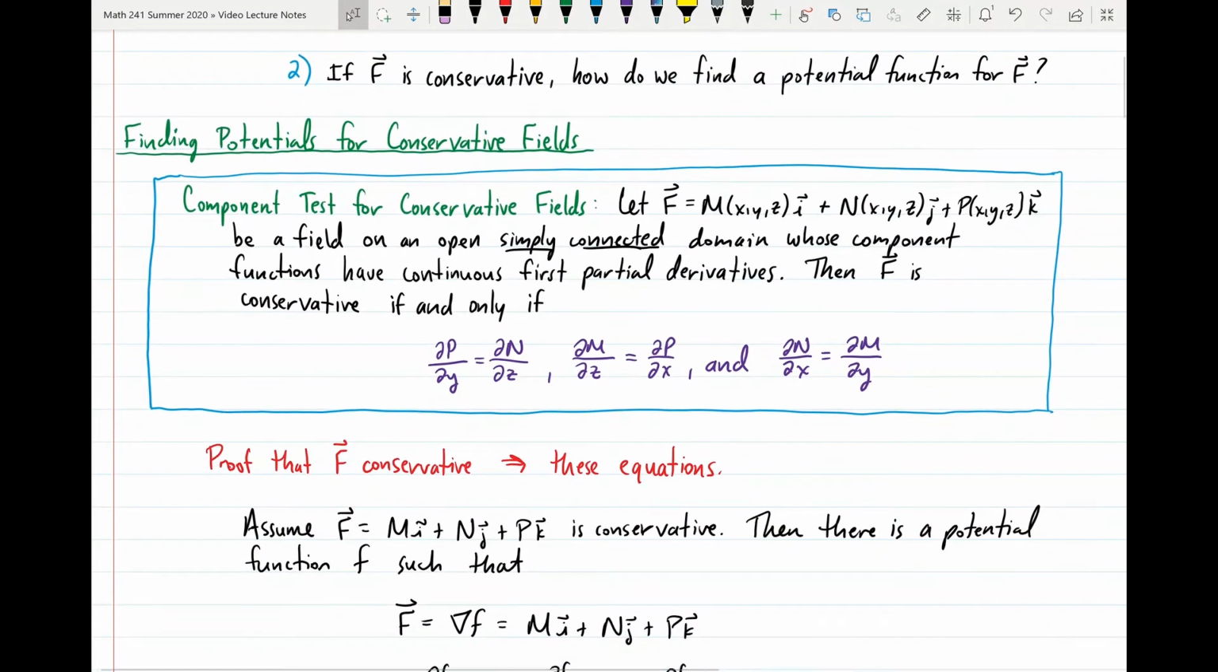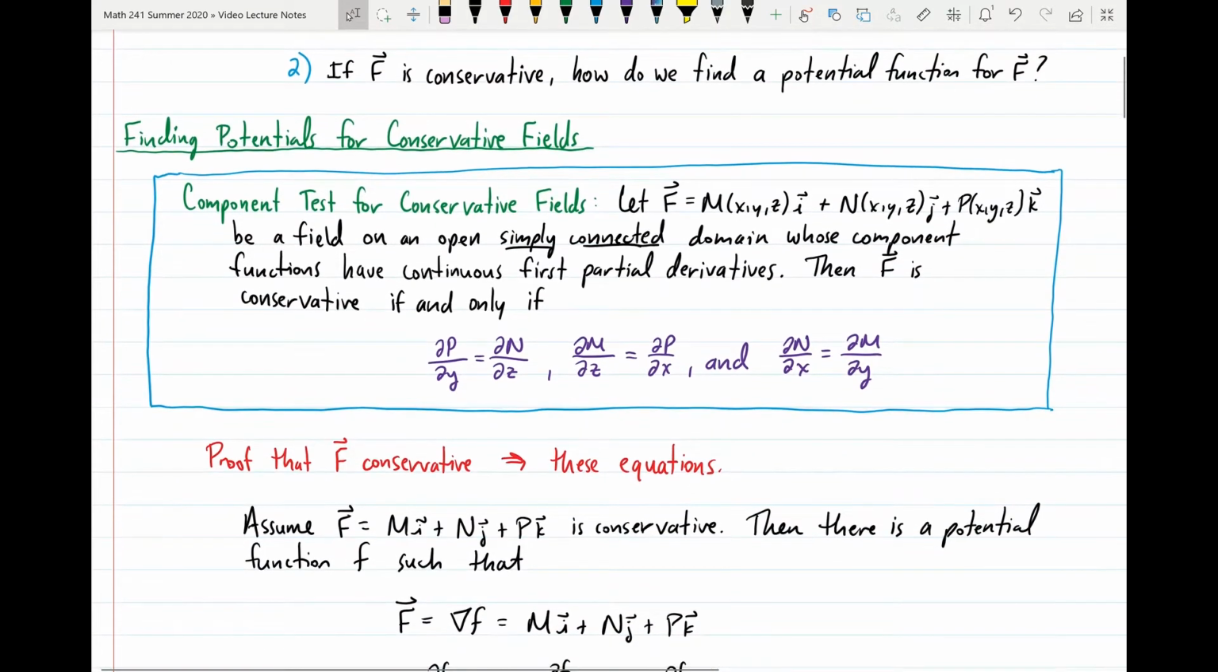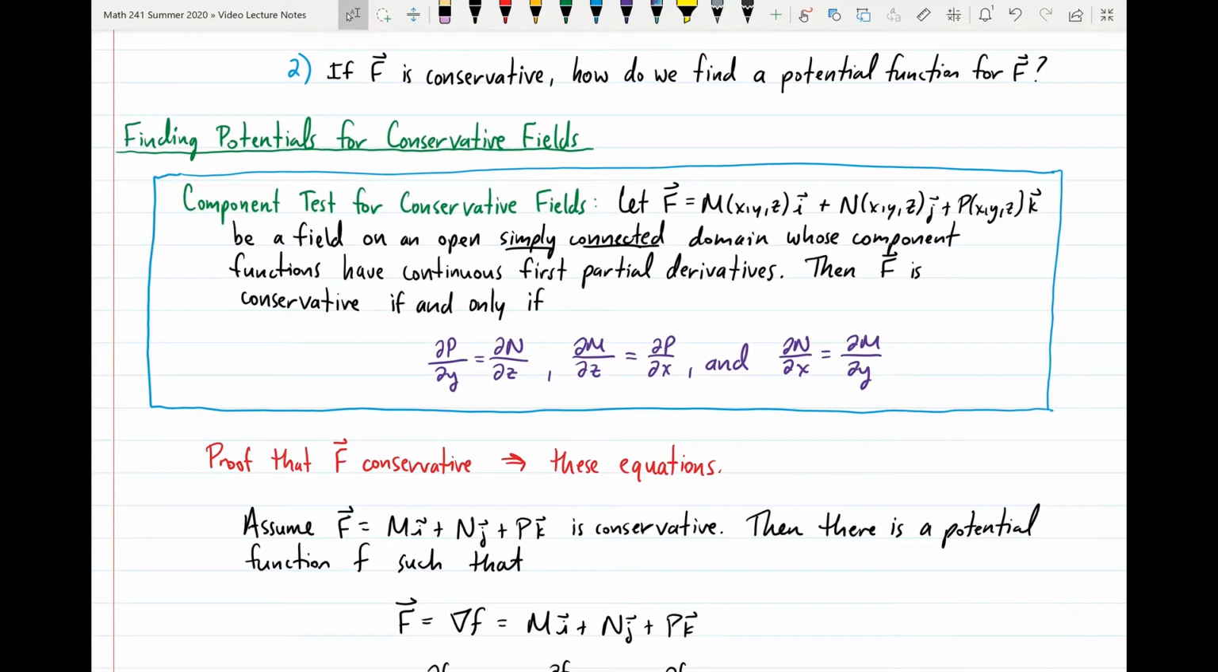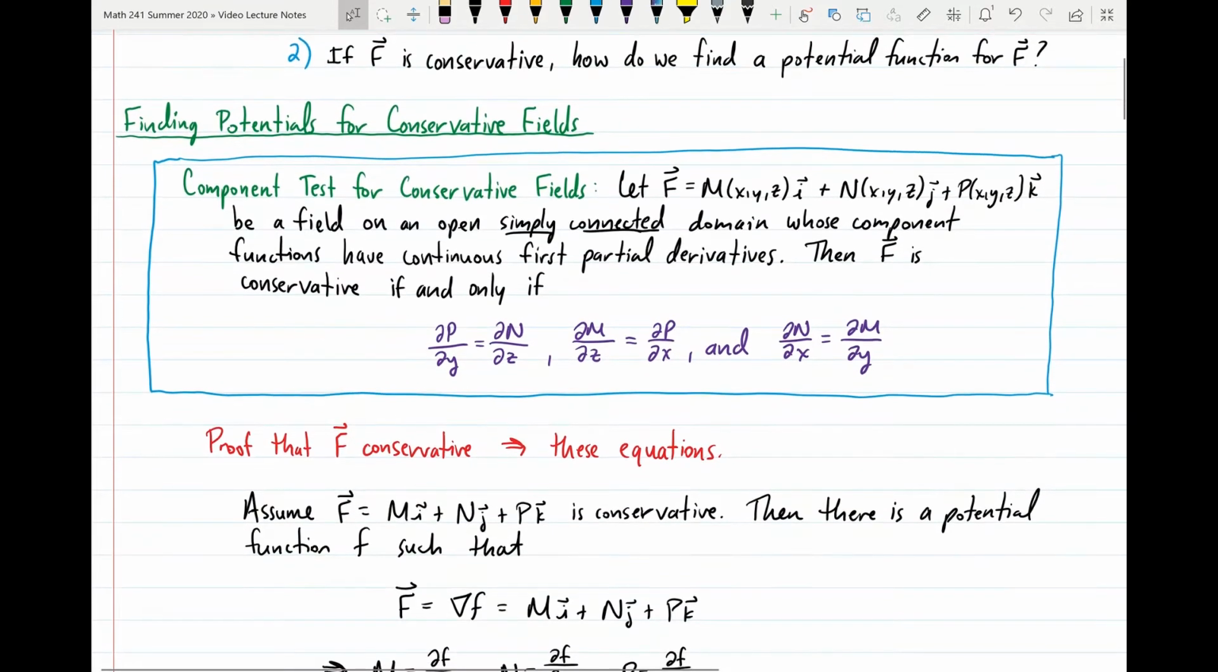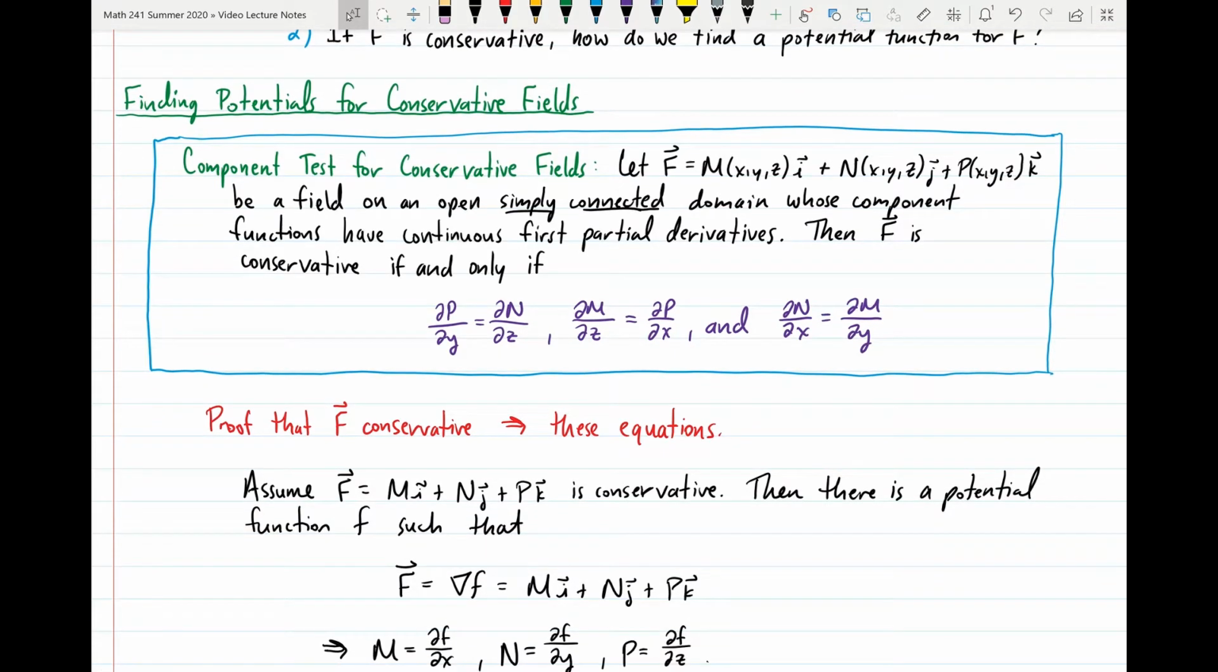Okay, so let's start off first answering the question of how to know whether a vector field is conservative, and that leads to this component test for conservative fields. So if we have a vector field F, which is equal to M of x,y,z i plus N of x,y,z j plus P of x,y,z k, here we have M, N, and P as the component functions for our vector field. And let's say that F is a vector field on an open, simply connected domain whose component functions have continuous first partial derivatives.